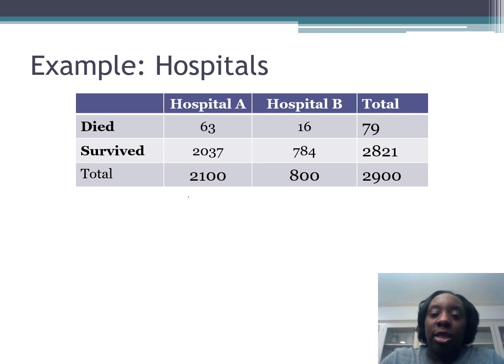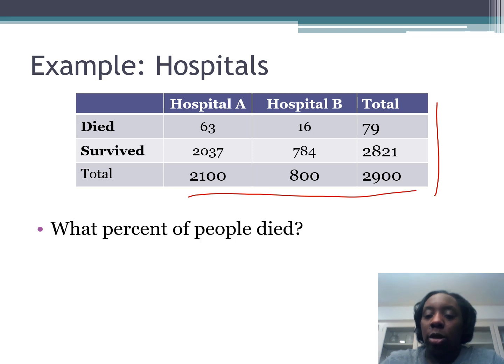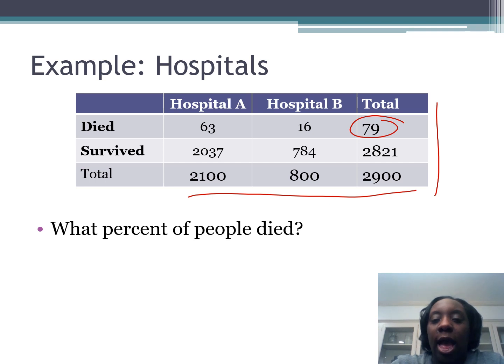So I hope you have these totals right here written down on your sheet. You need those totals to answer the question. So look at the first question. It's kind of common sense. What percent of people died? So it's not specific to which hospital. It just says what percent of people died. So obviously I need the total number of deaths, which is 79, out of the total number in my population between my two hospitals, which is 2,900. That's going to help me calculate the percent.